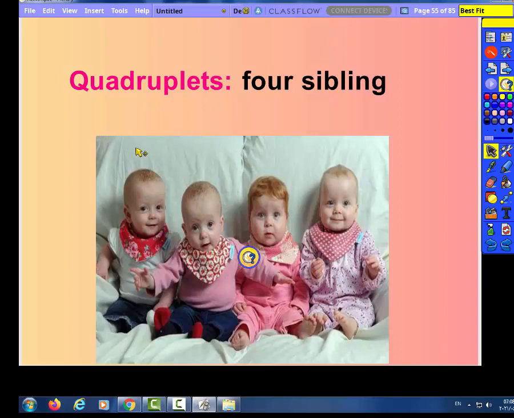Quadruplets. Yeah, quadruplets. Quadruplets means 4 children are born at the same time from the same parents. Lovely. I love them.